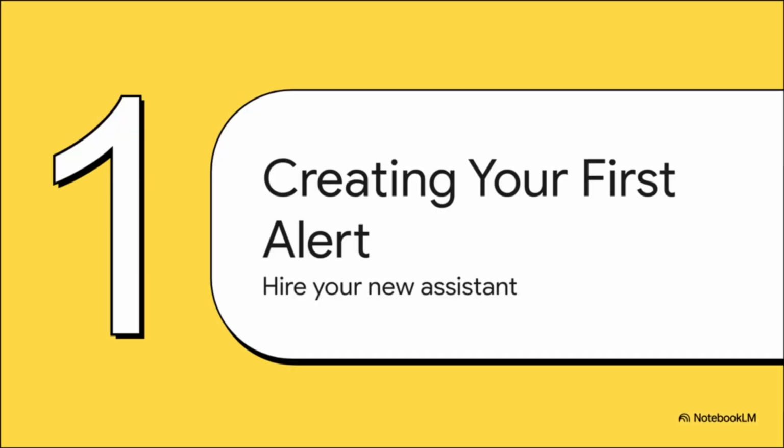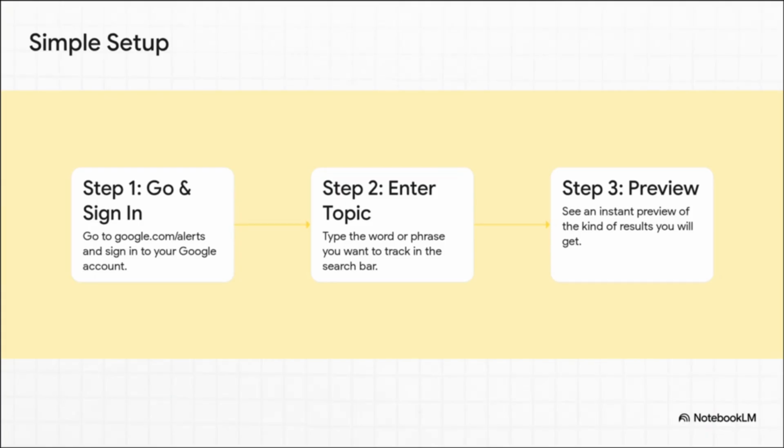All right, ready to get started? The best part is just how fast this is. Seriously, we're going to set up your very first alert. We're going to hire your new assistant in probably less time than it takes to brew a cup of coffee. It really is this simple. You just head over to the Google Alerts page, you type in what you're curious about, maybe it's your name, your company, a favorite hobby, and boom, instantly, Google shows you a little preview of the kind of results you're going to get. You can actually see if it's working before you even click Create Alert.